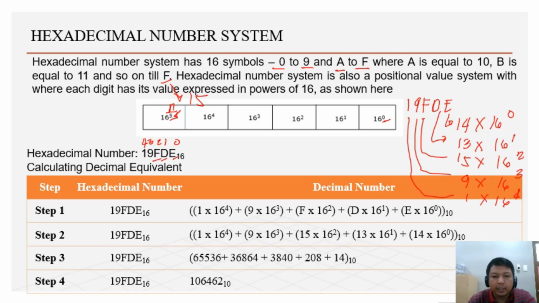So having that, computing these values, we have 65536, then 36864, 3840, 208, and 14 base 10. So summing it up, we have the hexadecimal 19FDE that is equivalent to our decimal 106462 base 10.